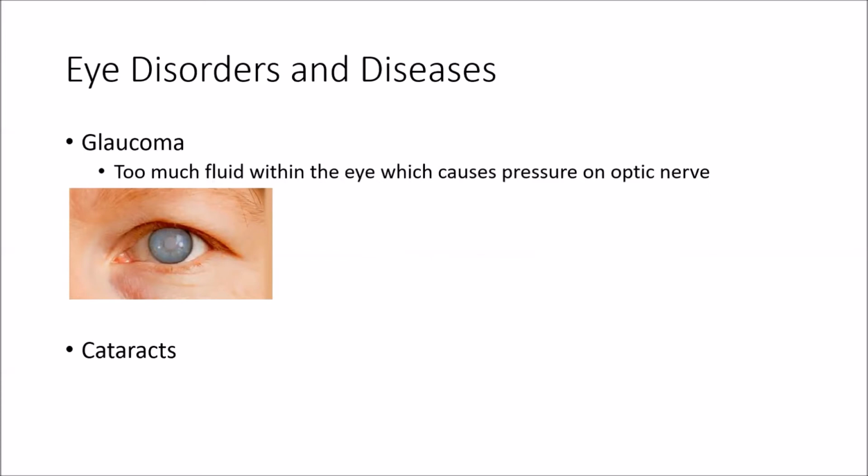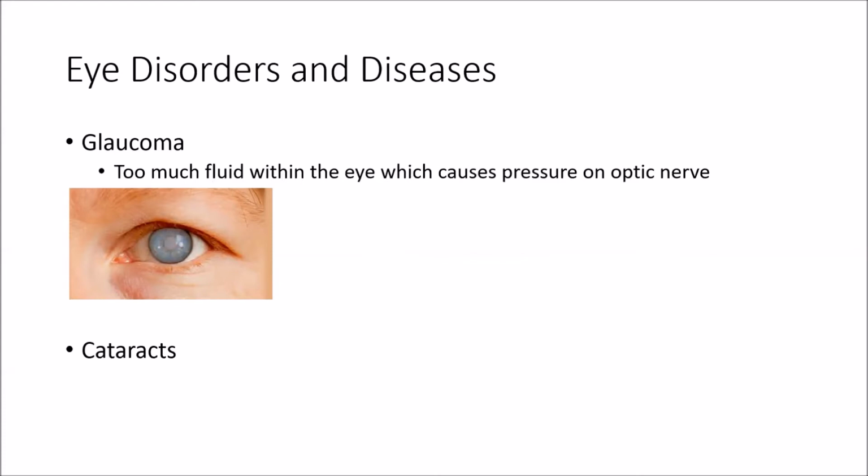Okay, remember the optic nerve is important because it's carrying visual information to the brain. If the optic nerve was to get damaged from there being too much pressure, that can potentially affect someone's vision, if it got bad enough. Okay, so this is what glaucoma is. Basically, you have too much fluid within the eye, and that causes pressure on the optic nerve.